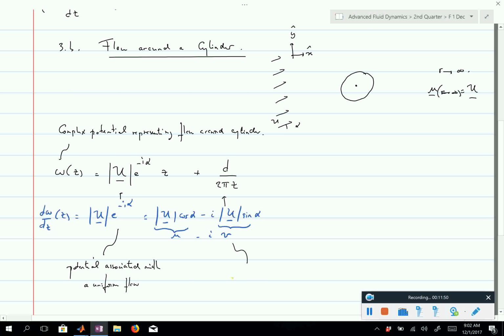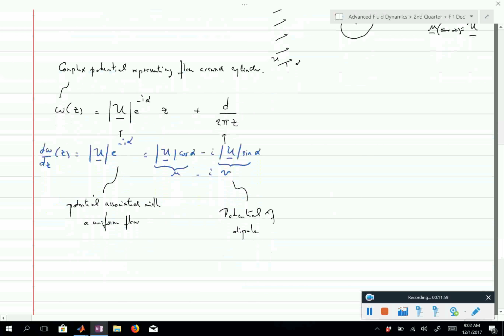This here is the potential of our dipole. Now it is important to note that this represents your dipolar moment, d. Oh, sorry, I'm going to use that, d. And this d is a complex number.